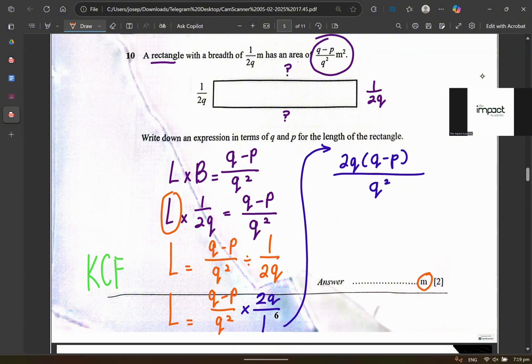Can you further simplify? Cancel q, cancel this. Can you see that? Why can you not cancel the one inside? Because the one inside is not multiplying. The one inside is q minus p. You get where I'm coming from? So you want to cancel this. You get an answer of 2 bracket q minus p over q meters. M means meters. And therefore, this is my answer for this question.